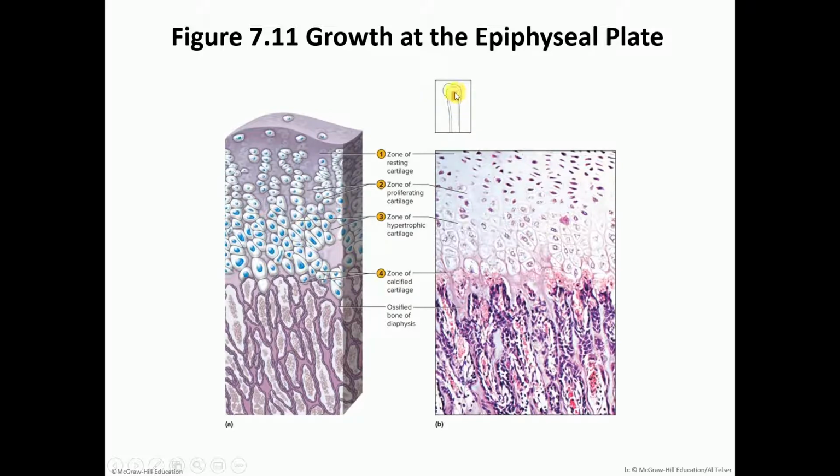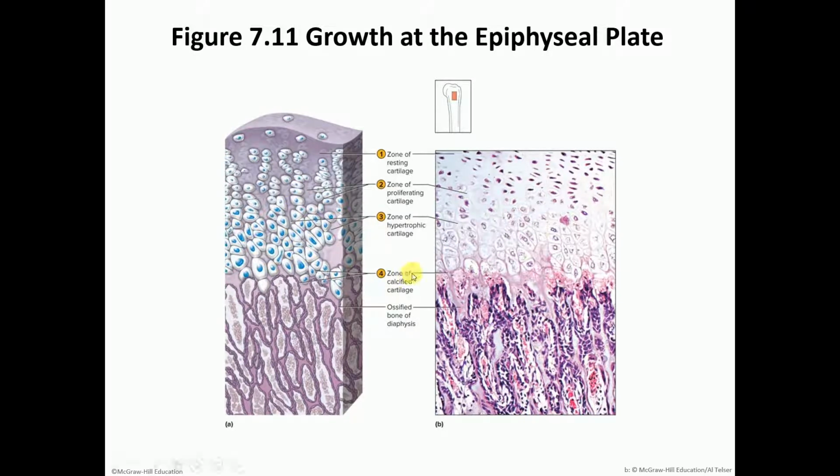Okay, this part up here is known as the zone of resting cartilage, and it's pretty much just chondrocytes, and it anchors this diaphysis, the shaft of the bone, to the epiphyses on top. So you can see here the zone of resting cartilage are chondrocytes, and all that they're doing is anchoring the shaft of the bone down here to the epiphyses on top. Your second zone is the zone of proliferating cartilage, where these chondrocytes are growing. They are going to grow massively.